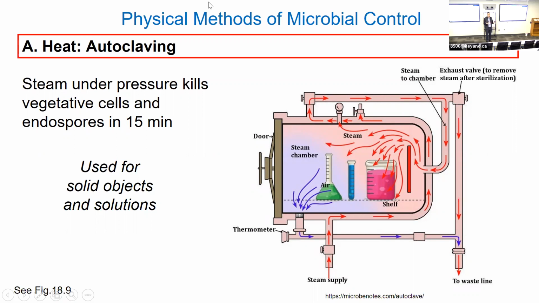And so this is how we kill endospores, and this is actually the gold standard, okay? So if I ask you how to sterilize something on a midterm, autoclaving might be the answer, and it actually is the right answer for many things. So what are those many things? Solid objects and solutions, and anything that's okay with getting wet, right?